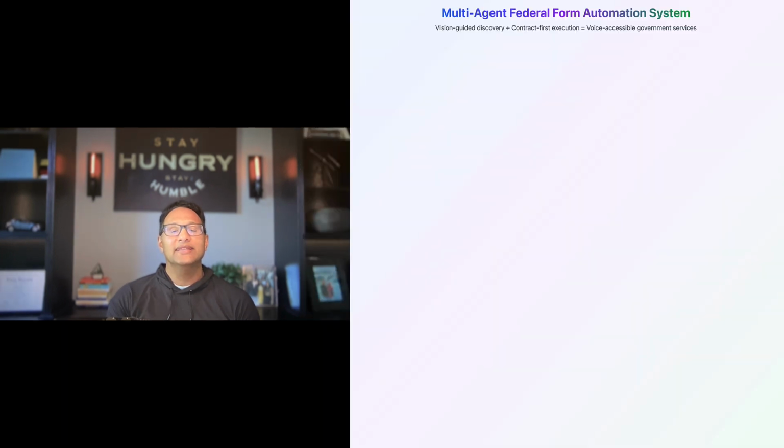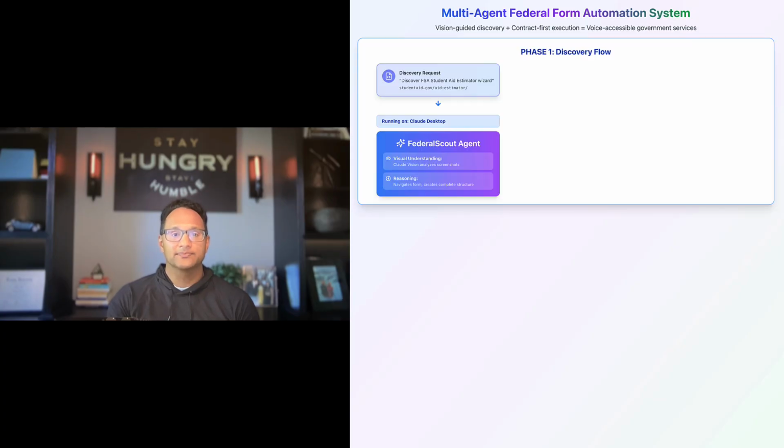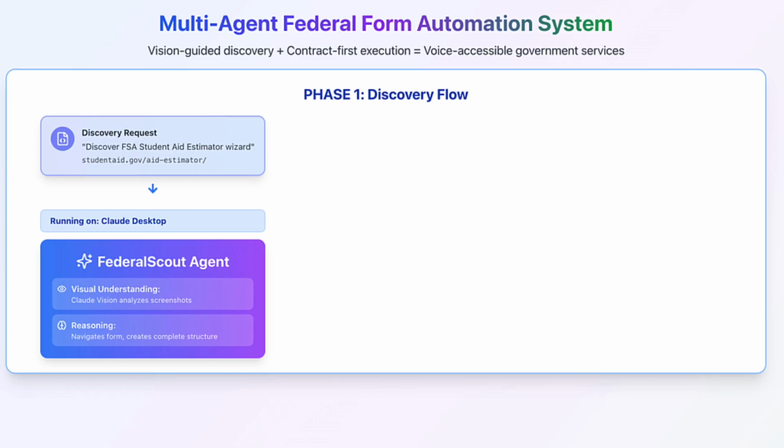Here's the complete technical stack, a two-phase multi-agent system. Let's drill into the first phase. It starts with the discovery request. Give the agent a government form URL to map. The Federal Scout agent running on Claude Desktop receives this request and starts the mapping process.